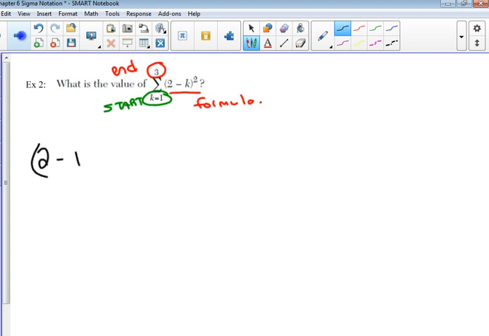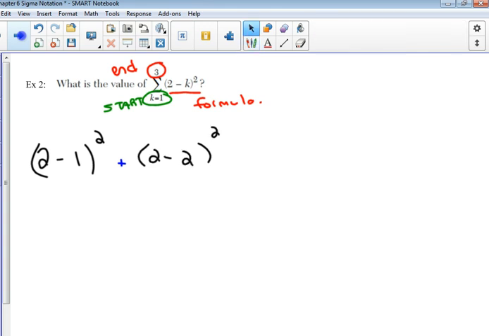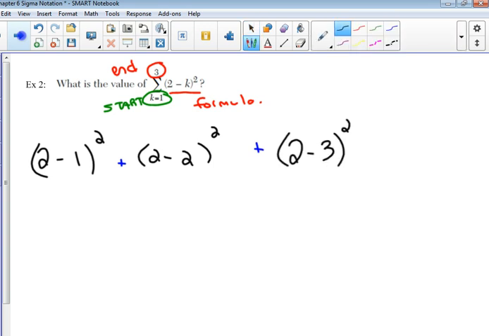So let's start with that one: 2 minus 1, all squared. What operation goes between each of them? Plus sign. Good. It's always going to be addition, and that's never going to change. You always have to add to each. So I got my 1 in. What's the next one? 2. Good. So 2 minus 2, all squared, plus 2 minus 3, all squared. Should I do 2 minus 4 squared? No, once we sub that 3 in, we are done.